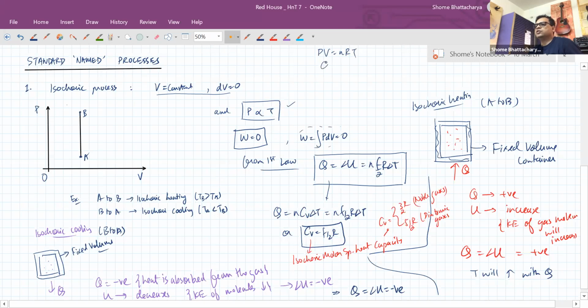So from your first law of thermodynamics, Q is equal to delta U plus W. You can see that if W is zero, then Q is equal to delta U. So this formula comes about. And you should remember that graphically, on the PV space, it looks like a vertical line.